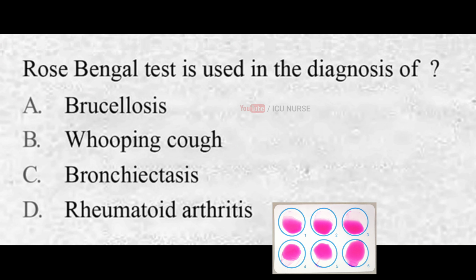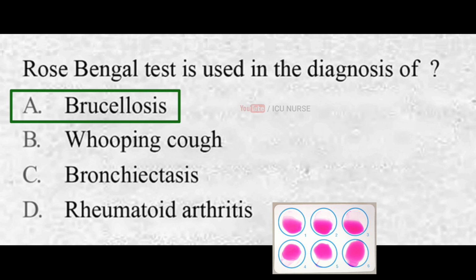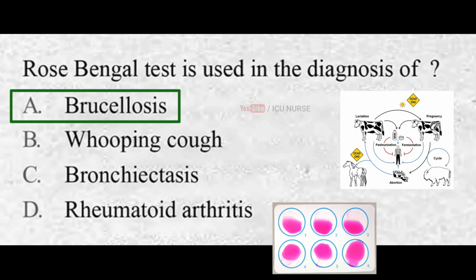Rose Bengal test is used in the diagnosis of A. Brucellosis. B. Whooping cough. C. Bronchiectasis. D. Rheumatoid arthritis. And the correct answer is A. Brucellosis. Brucellosis is a bacterial infection that spreads from animals to people. Most commonly, people are infected by eating raw or unpasteurized dairy products. Sometimes the bacteria that cause brucellosis can spread through the air or through direct contact with infected animals.